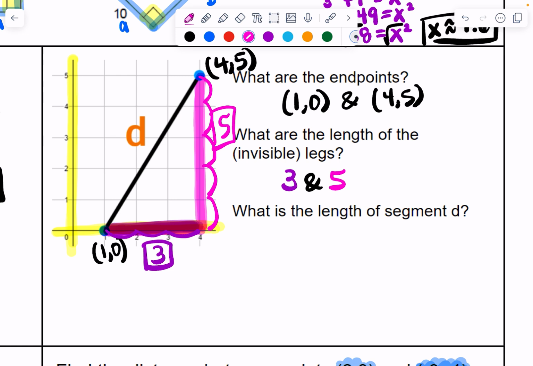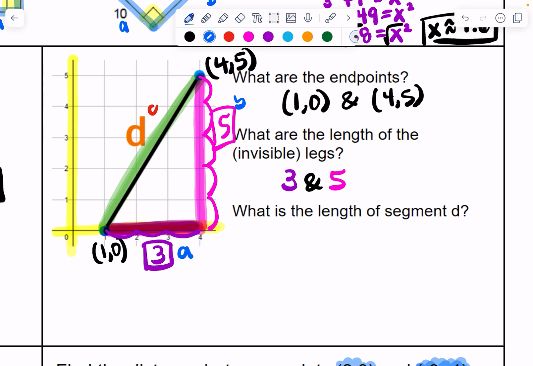And then it says, what is the length of segment D? So the original line that they gave us, and I'm highlighting in green, it wants us to find the length of it. So we are going to, again, use the Pythagorean theorem to solve for D, where A and B are our legs that create the 90-degree angle, and our hypotenuse is our C.